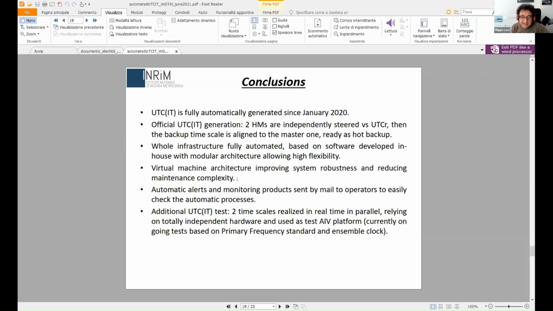Right now, as I said, we have 2 timescales that are realized in real time, and then we have several other experimental timescales that are being studied with different sources for steering.